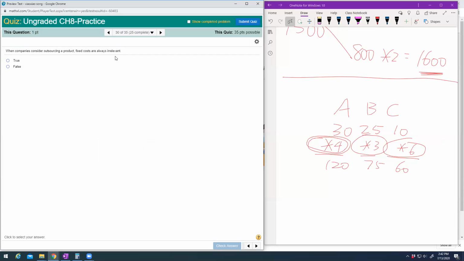Fixed cost is always irrelevant. That's wrong. I think we talked about that in the homework assignment, or even in the textbook example. You have to read the question. If the question tells you that you can save fixed cost or will have extra fixed cost, then fixed cost will be relevant. If the question doesn't tell us anything, then we can assume fixed cost is irrelevant. But you cannot say fixed cost is always irrelevant. That's not right. Next one.